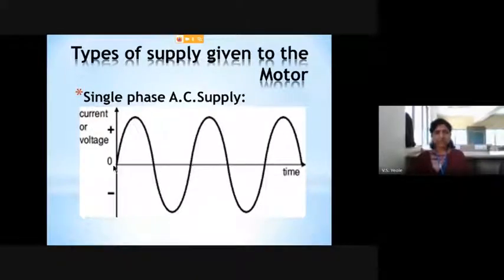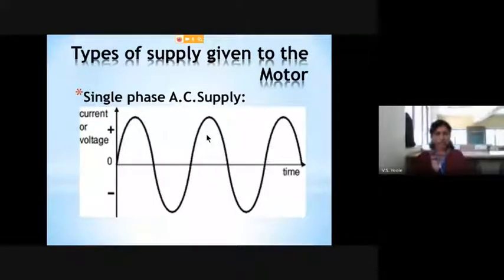So we can say that this type of supply is changing with respect to time, or it is alternating with respect to time. And that's why this type of supply is called alternating current supply. The standard voltage for the alternating current supply is 230 volt and the frequency is 50 hertz.